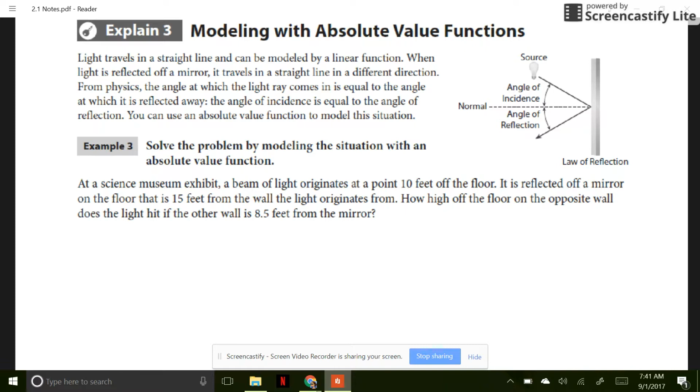So we want to solve this problem by modeling with an absolute value function. So at a Science Museum exhibit, a beam of light originates at a point 10 feet off the floor. That's a good thing to recognize, 10 feet off the floor. It's reflected off a mirror on the floor that is 15 feet from the wall the light originates from. So we're trying to determine how high off the floor on the opposite wall does the light hit if the other wall is 8.5 feet from the mirror.